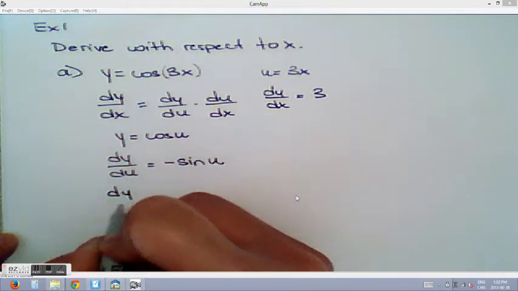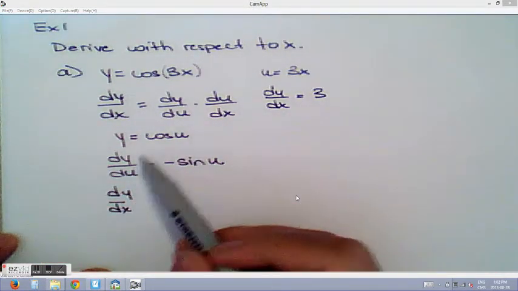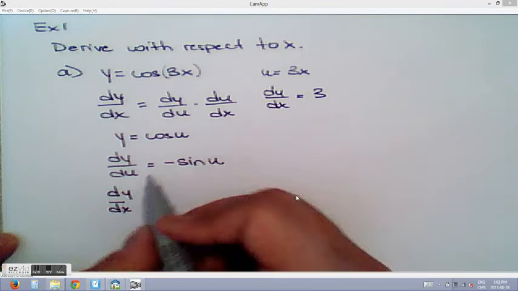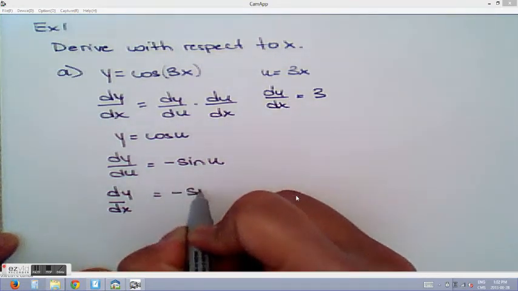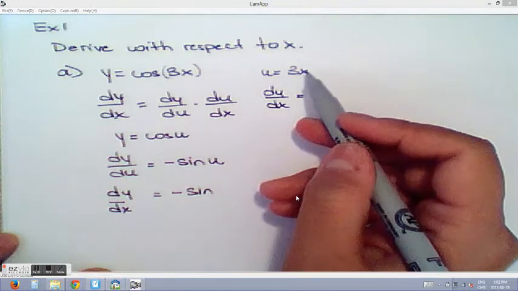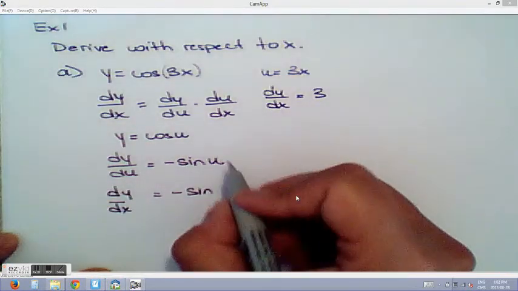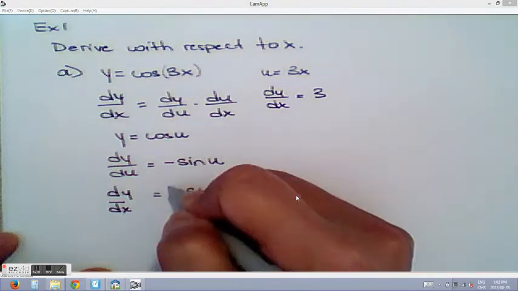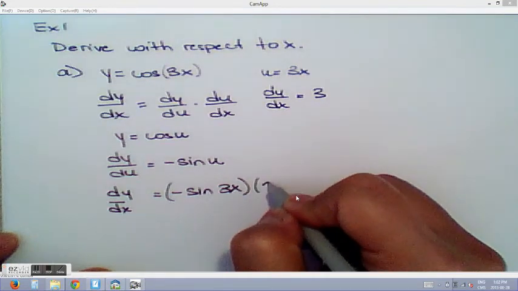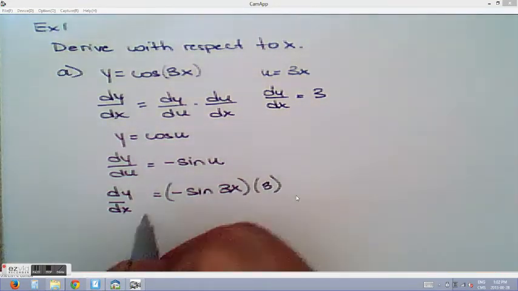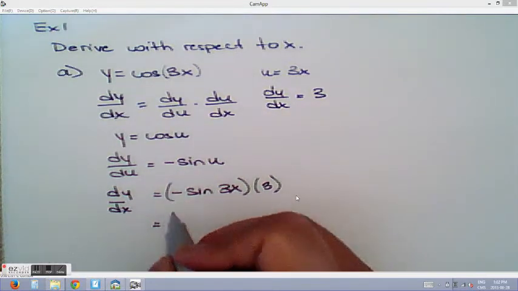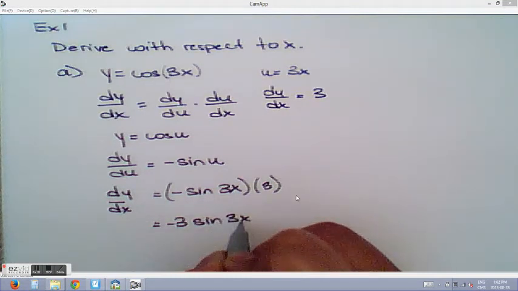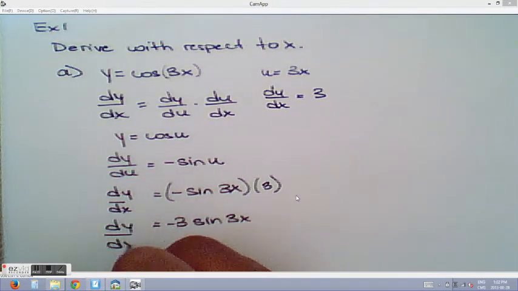So if we wanted to find dy/dx now, we would take dy/du and multiply by du/dx. So negative sine, and I'm going to make my substitution back in so that the function is now with respect to x rather than u, 3x. I'm going to use brackets here because we've kept the order. Just to rearrange and make it look a little nicer, we can simply say it is negative 3 sine of 3x. And there's our derivative.